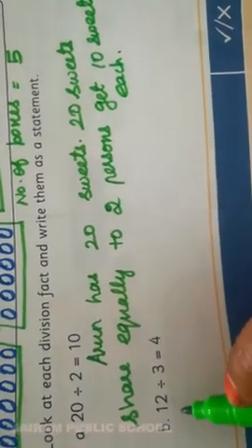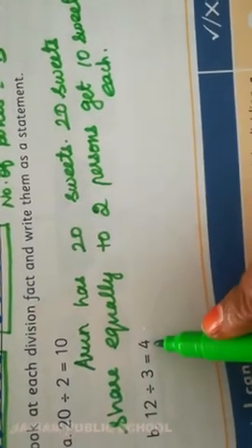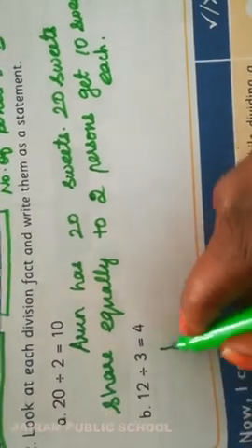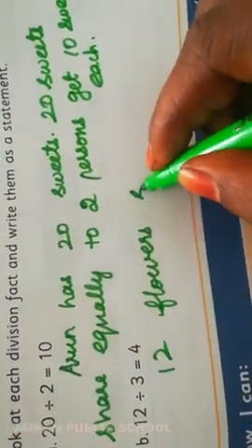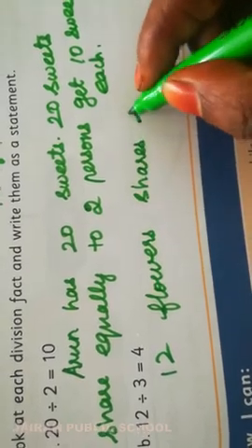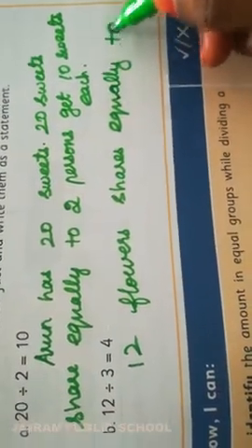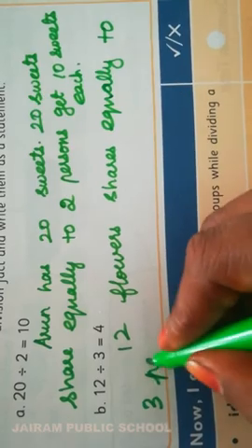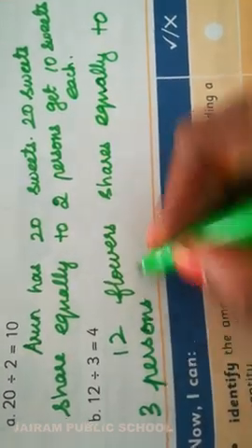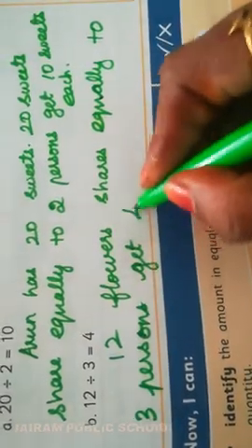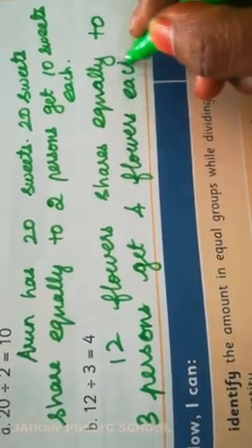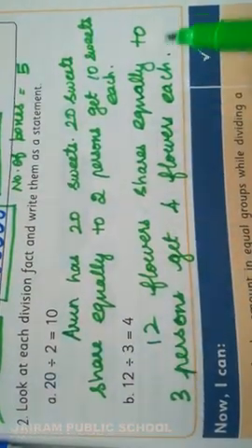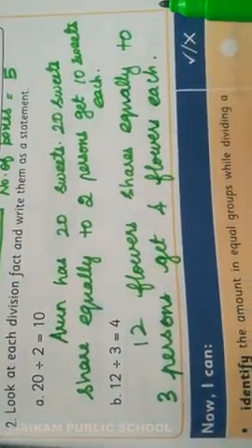B option, 12 divided by 3 is equal to 4. 12 flowers shared equally to 3 persons. Get 4 flowers each. Now, like that we have to write the statement of the given division fact, children.